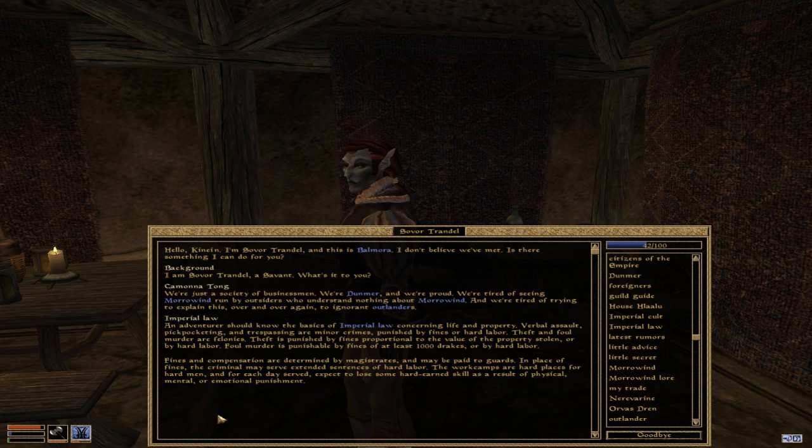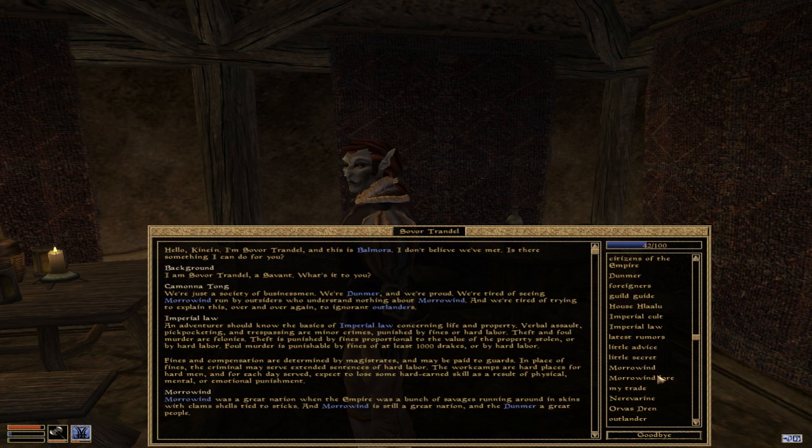The work camps are hard places for hard men, and for each day served, expect to lose some hard-earned skill as a result of physical, mental, or emotional punishment.